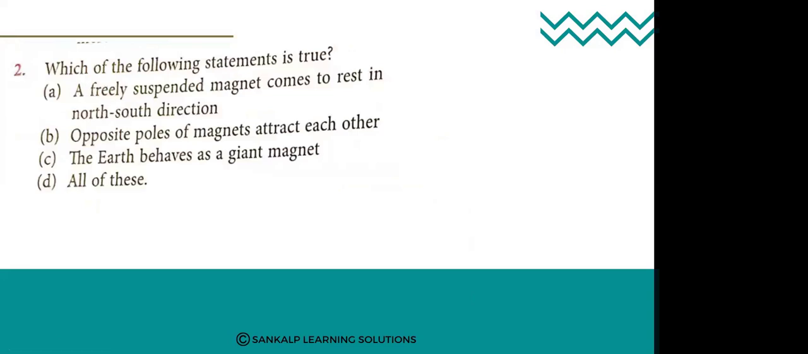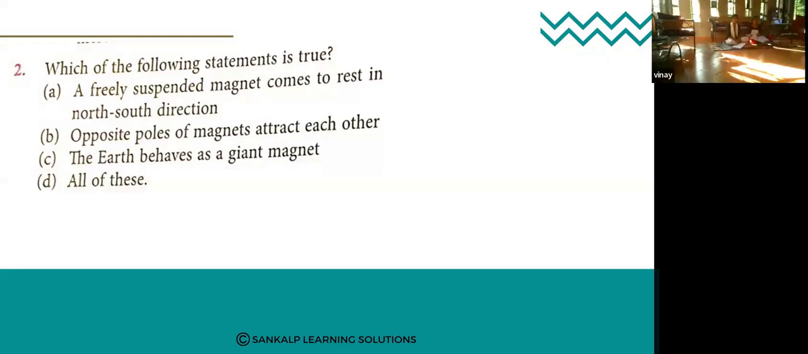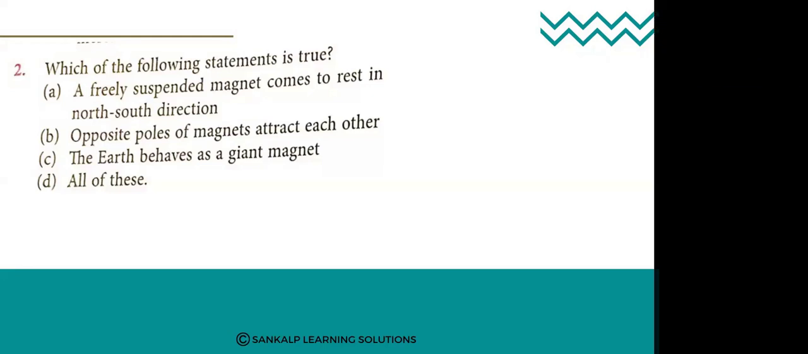Which one of the statements is true? A freely suspended magnet comes to rest in the south-north direction. Opposite poles of the magnet attract each other. Earth behaves as a giant magnet. All of these are true statements.